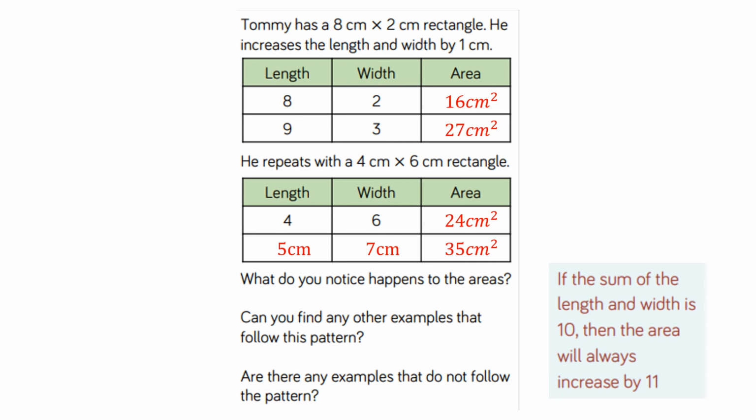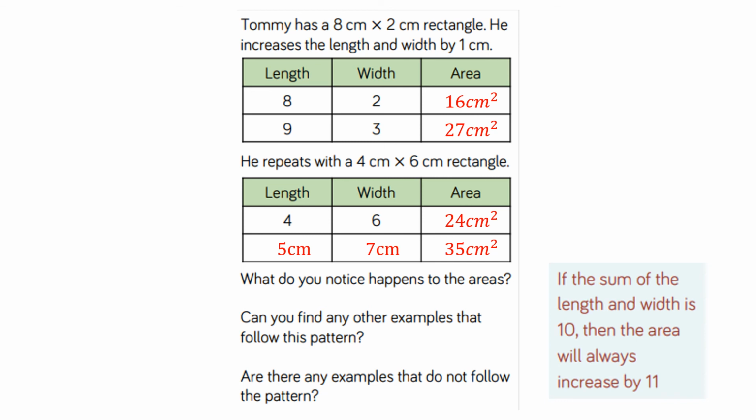Okay, so the answers then, 8 times 2 is 16 centimetres squared, 9 times 3 is 27 centimetres squared, 4 times 6 is 24 centimetres squared, and 5 times 7 is 35 centimetres squared. What you could have noticed is that if the sum of the length and the width is 10, then the area will always increase by 11. So for example, 8 add 2 is 10, and then you can see that the area is going to increase by 11. So the area goes from 16 centimetres squared up to 27 centimetres squared if you just increase the length and width by 1.